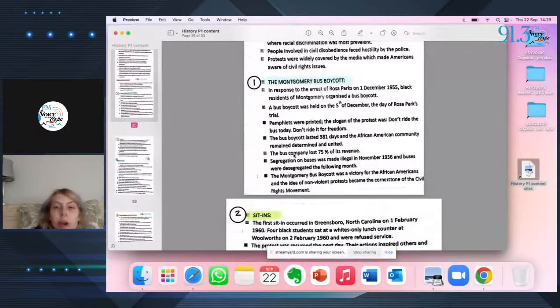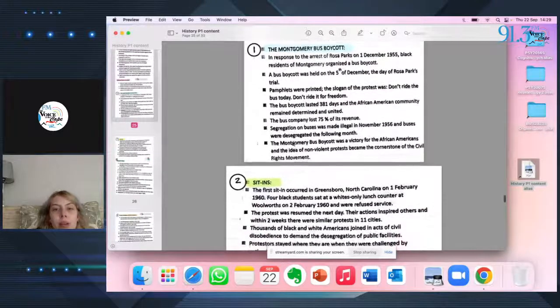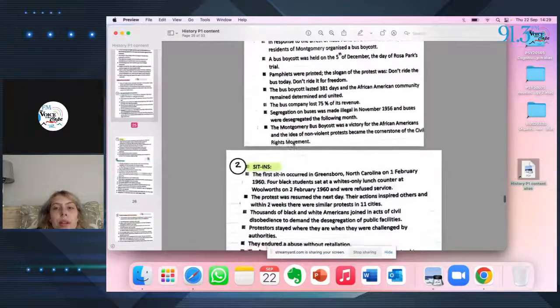Okay, so the Montgomery Bus Boycott, we touched on it a bit earlier. In response to the arrest of Rosa Parks on 1 December 1955, Black residents of Montgomery organized a bus boycott. A bus boycott was held on the 5th of December, the day of Rosa Parks' trial. Pamphlets were printed, and the slogan of the protest was, "Don't ride the bus today. Don't ride it for freedom."